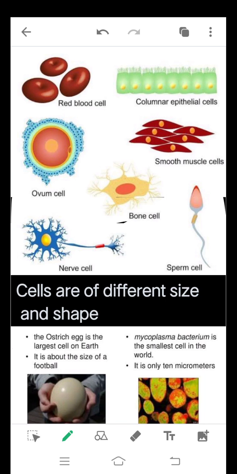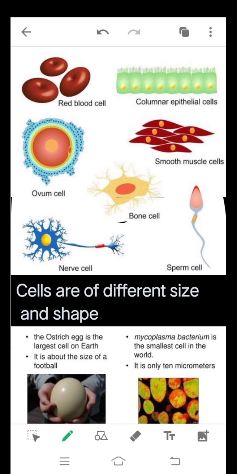For example, the red blood cells, as you can see, the shape is biconcave, which increases the efficiency to absorb and carry oxygen in the body. The nerve cell is a highly branched structure, which helps the nerve cell to transmit messages from the brain to every part of the body. Like that, every cell has a particular shape and size depending on the function performed by that cell. As shape differs, the size also differs.